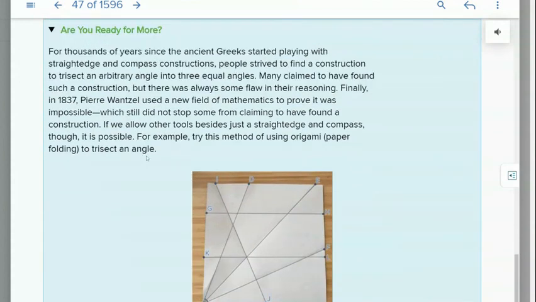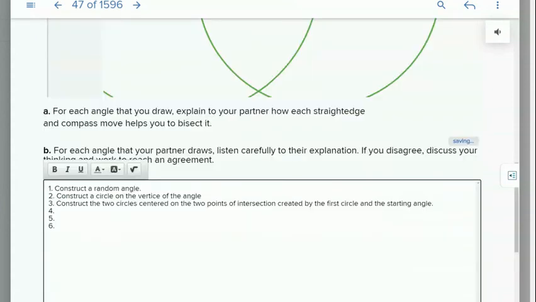Here's some old school ways that people have actually done constructions by folding paper, and it has a strong connection to origami back in the day.